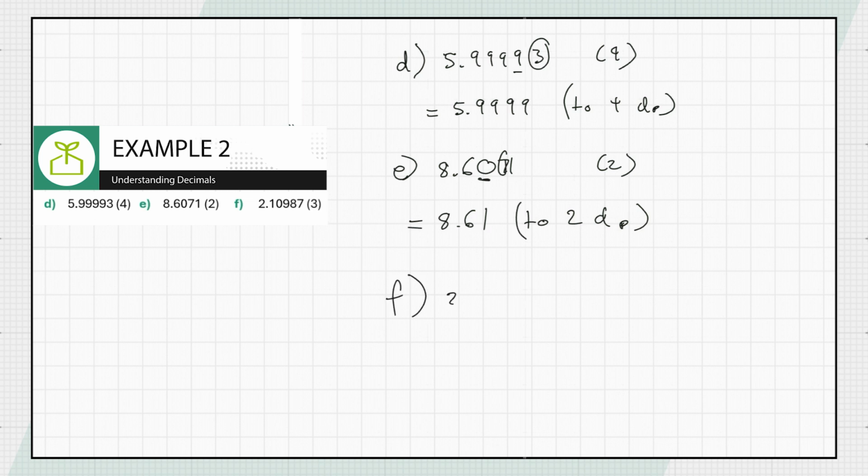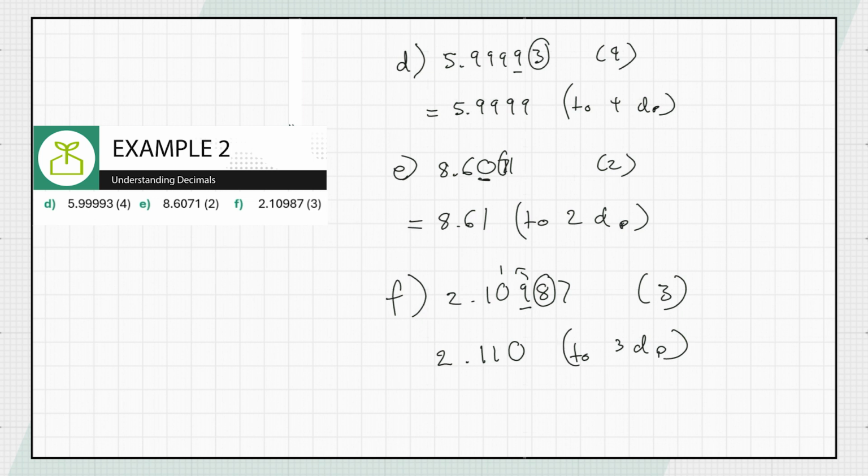Looking at F, we have 2.10987 and they want it to 3 decimal places. So let's find our third decimal place. It's going to be a 9. Our critical digit is an 8, so we're going to round up. Because we're rounding up onto a 9, it's going to essentially round up itself, and then we will make this into a 0. So it's going to be 2.110 to 3 decimal places.